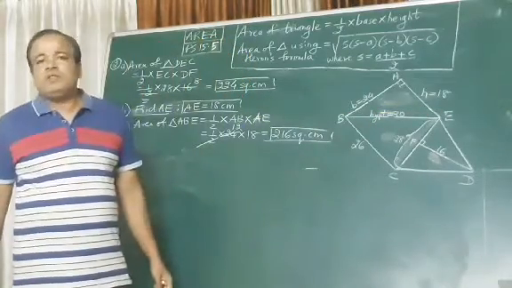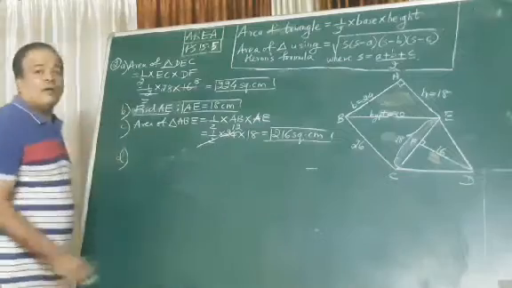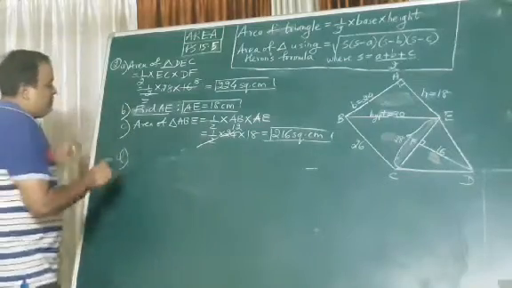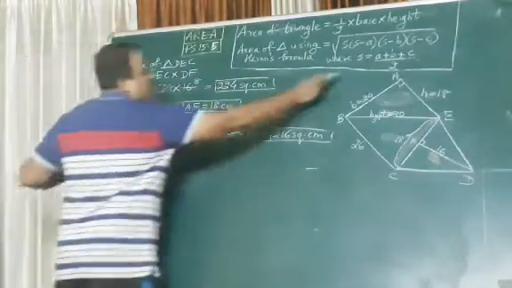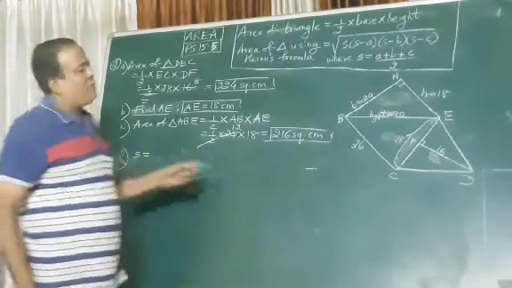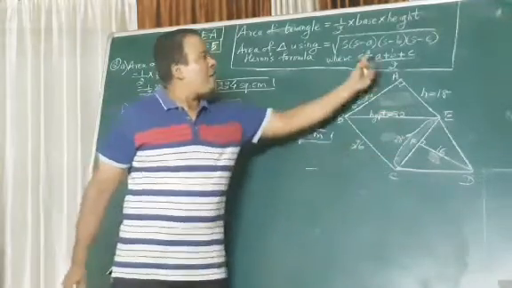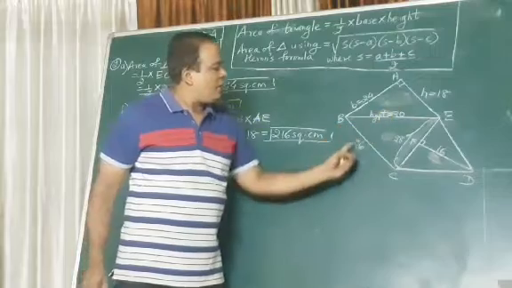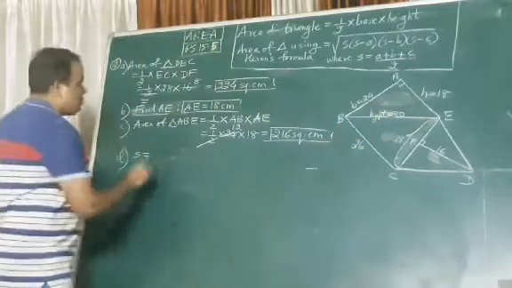If you know the three sides, you use which formula? Heron's formula. For Heron's formula, what is the first thing you have to do? Semi-perimeter. So I am going to find the semi-perimeter. What is semi-perimeter? Add all the three sides and divide by 2. So 30 plus 26 plus 28, and divide by 2.